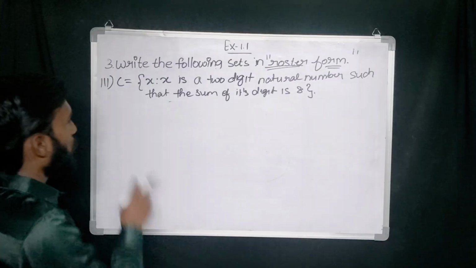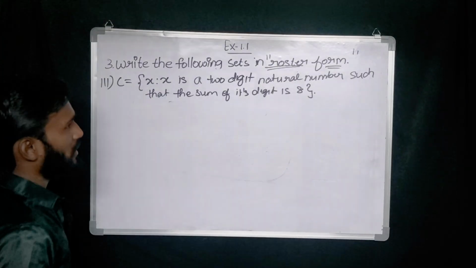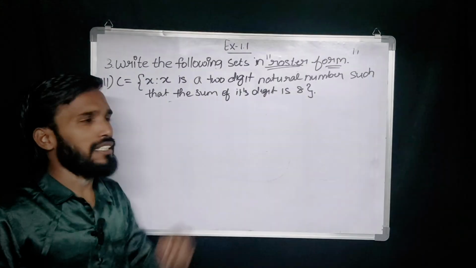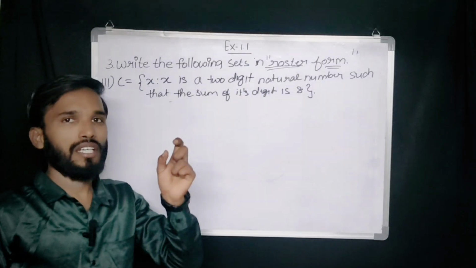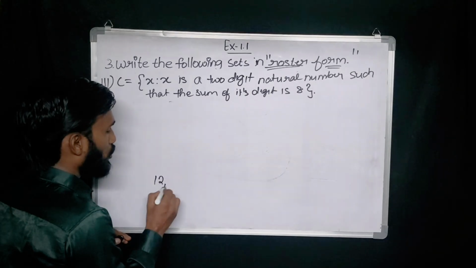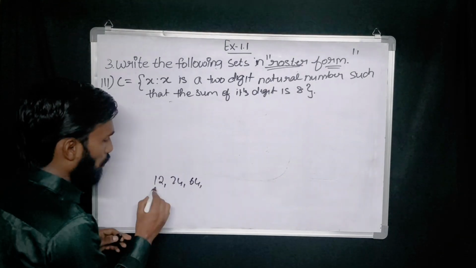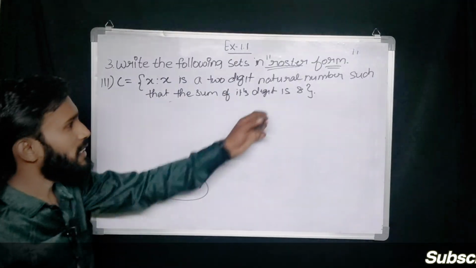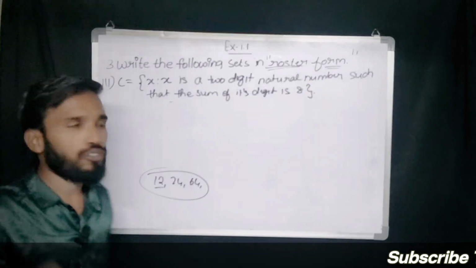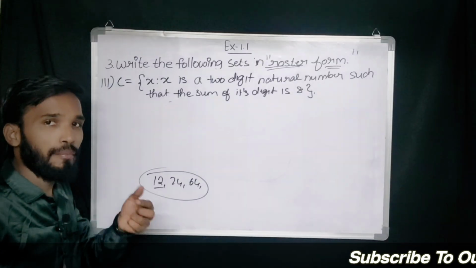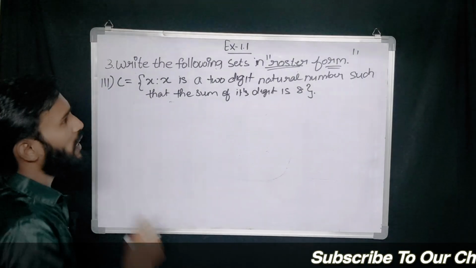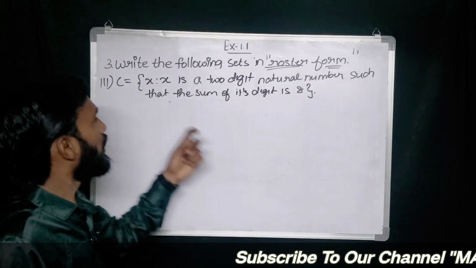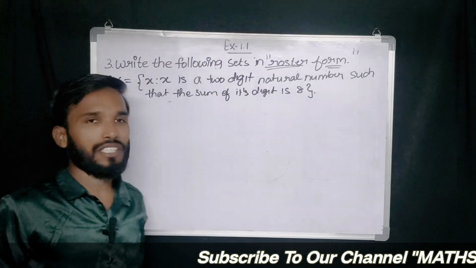They said for all x such that x is a 2-digit number. So the elements in this set are 2-digit numbers. For example, see here, 12, 24, 64. What numbers are these? 2-digit numbers. So in this set builder form, we have to form the roster form having the elements with 2 digits. So for all x such that x is a 2-digit natural number such that the sum of its digits is 8.